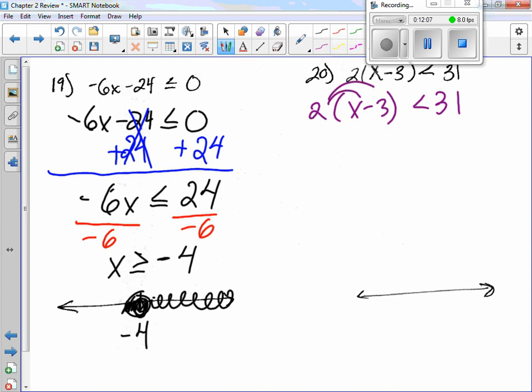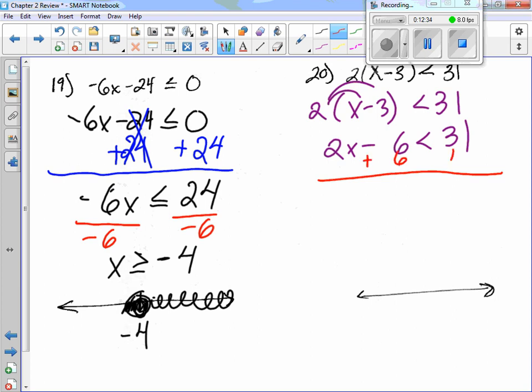So if I multiply through by 2, well, 2 times x is 2x, and 2 times negative 3 is negative 6. So this one here required us to do the distributive property. We had to multiply through by 2, because we had to do that first to be able to solve. Now the next thing I need to do is get the 2x by itself. Since we're subtracting 6 from it, we would need to add 6 to both sides. Because negative 6 plus 6 would cancel, leaving us with 2x is less than 37.